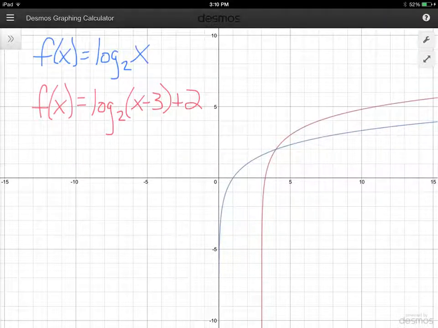Now, of course, we can move them left and right and up and down at the same time. So, here's our basic curve again. And we're doing this too. We're adding 2 to the outside and subtracting 3 on the inside. So this is going to move it to the right 3 and up 2. And so let's pick this point. 1, 2, 3, up 1, 2. So all of these points are shifted over 1, 2, 3, up 1, 2.